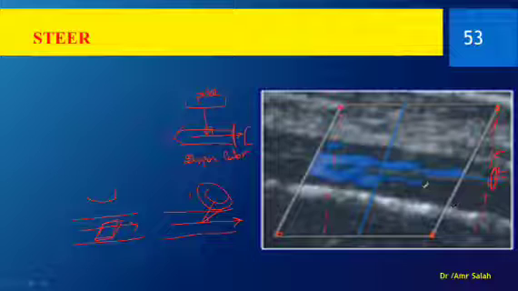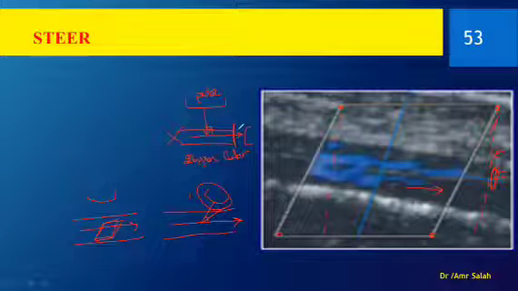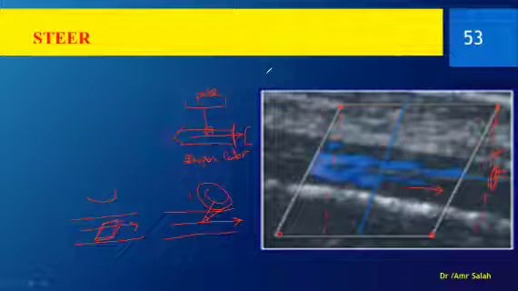So the direction of the blood, if it is coming this way, it will be towards the probe. If it is the reverse, it would be away from the probe. And of course, we would know towards or away from the color box, as we would see. Okay, so this is just a very quick recap on the physical basis of this.